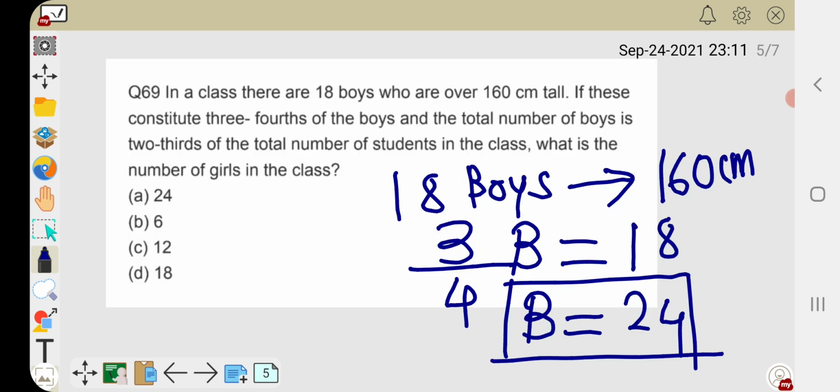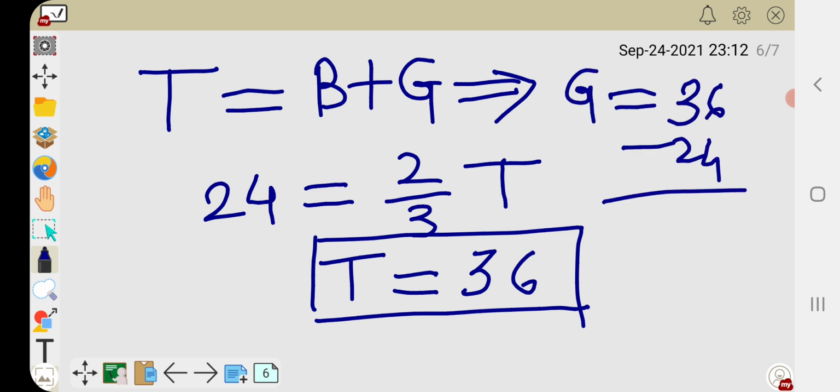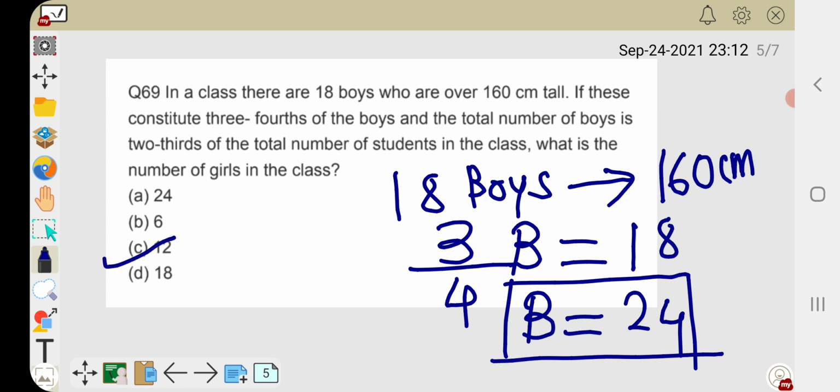Then what is the number of girls in the class? So here T is equal to 36 and B is equal to 24. From this equation, the number of girls in the class will be 36 minus 24, that is 12. 36 minus 24 means there are 12 girls in the class. Option C is the right answer.